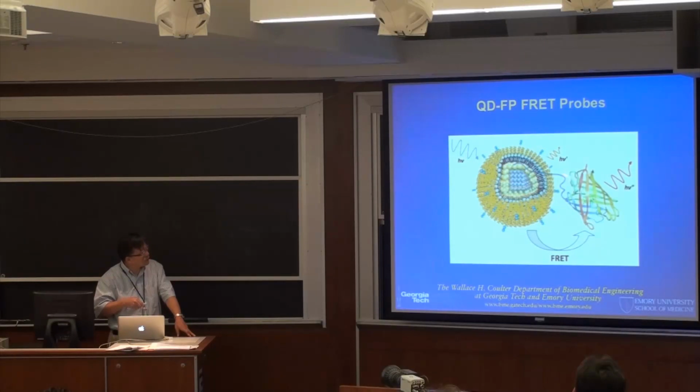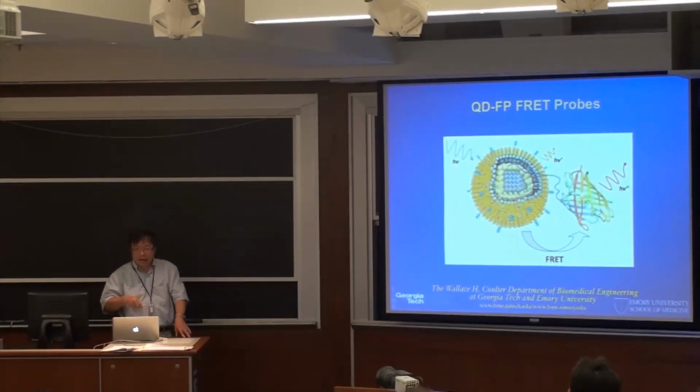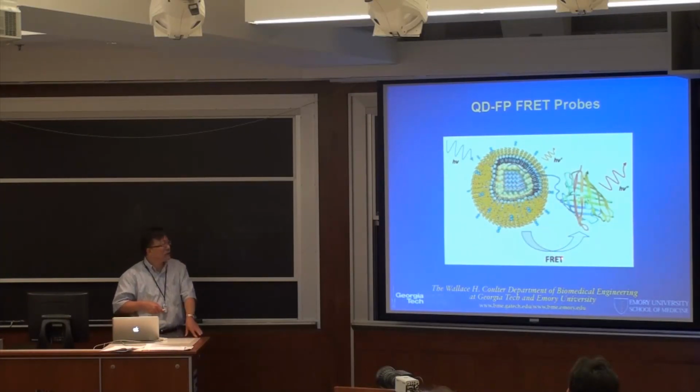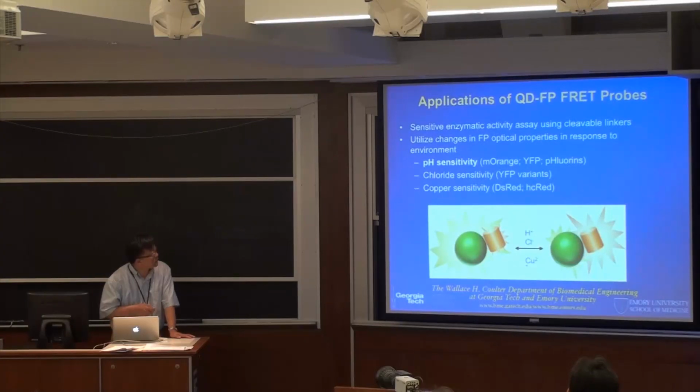So the linker actually serves multiple purposes. One is to bring the fluorescent proteins to the quantum dots so that you could have FRET. The other purpose is that you could have part of the linker as a substrate of a specific enzyme. In that case, if you do have enzymes, the enzyme would cleave the linker, the fluorescent proteins would go away, and you will eliminate the FRET signal. So in that case, you really have an enzymatic activity assay, which is essentially the first application, that is to have an assay to quantify enzymatic activity.